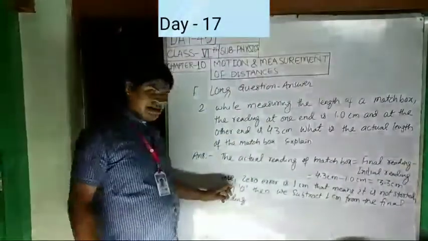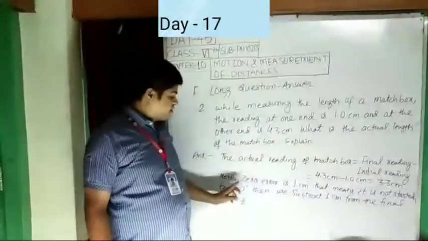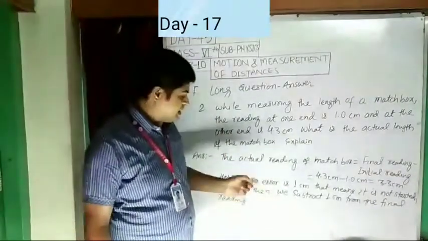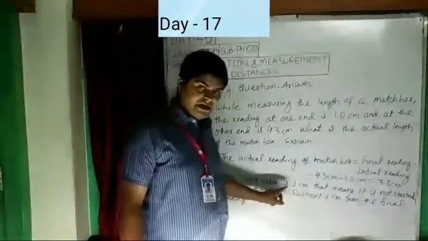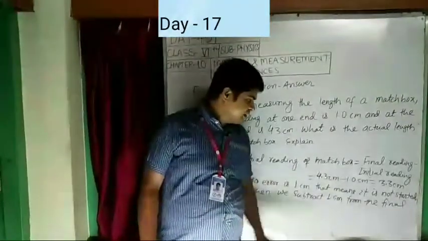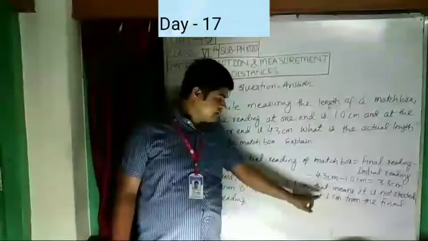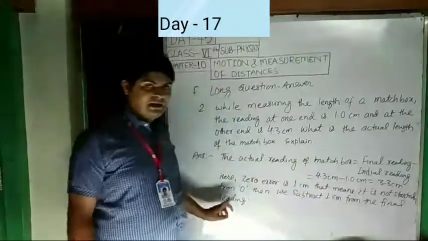Okay, now this is the term explain. Here zero error is 1 centimeter. That means it is not started from 0, it is started from 1. So zero error is 1 centimeter. That means it is not started from 0. Then we subtract 1 centimeter from the final reading.